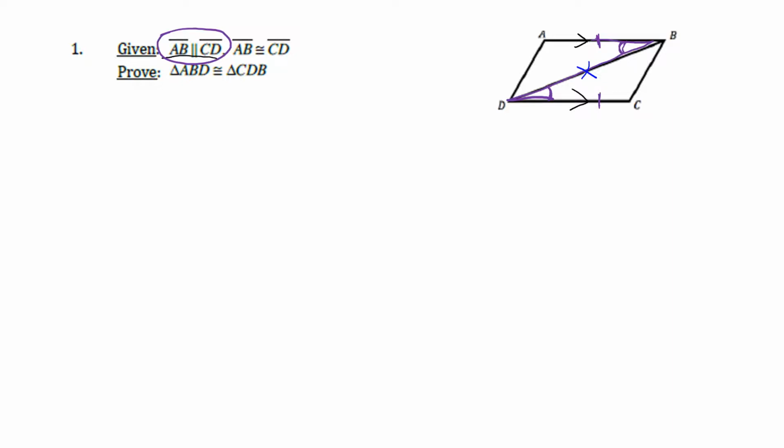So in the end, we would be able to prove what we're trying to prove by seeing this side, this angle, and this side congruent to this side, this angle, and this side. So you should be doing side angle side at the end here. Okay? Good luck.